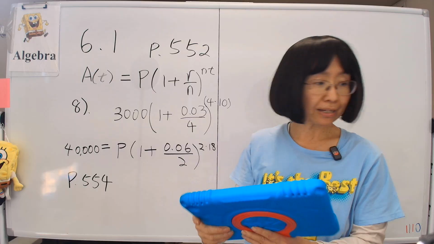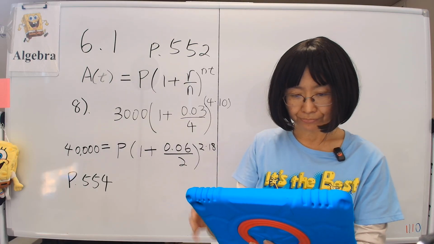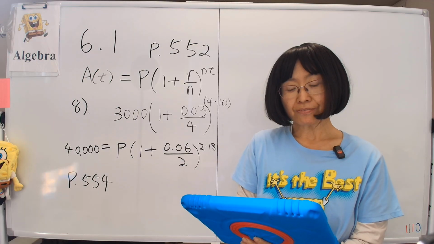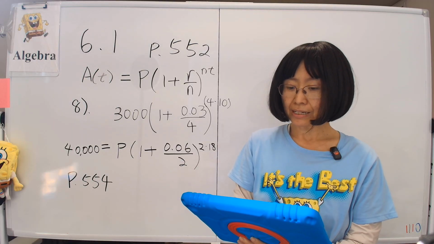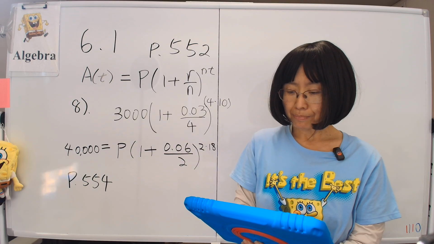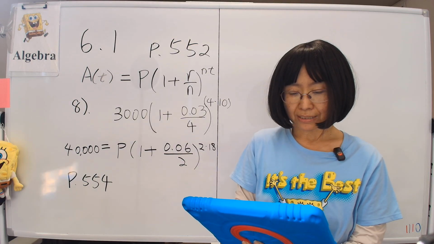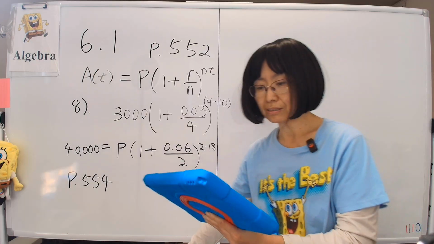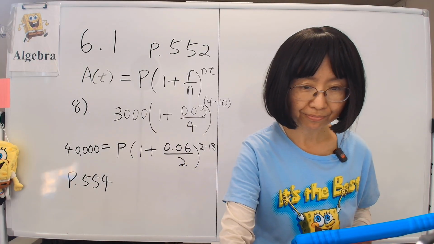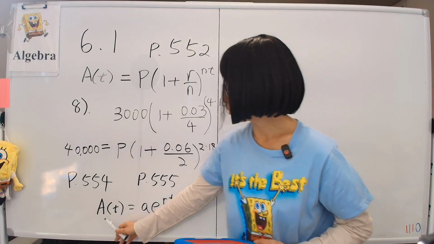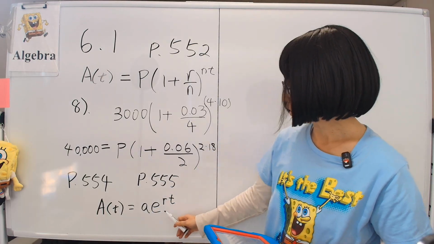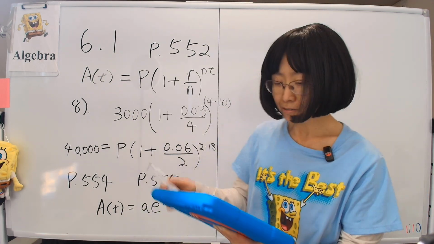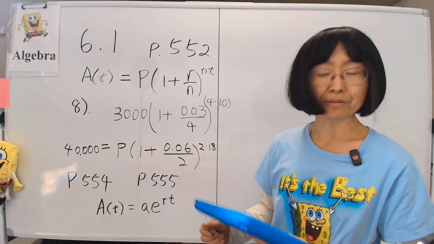Example 11: calculating continuous growth. A person invests $1,000 in an account earning 10% per year compounded continuously. How much was in the account at the end of 1 year? Let me write this down. We follow the continuous formula from the previous page, A equals A E to the RT, where E is 2.7 something, 2.718 or so, and everything else is a variable.